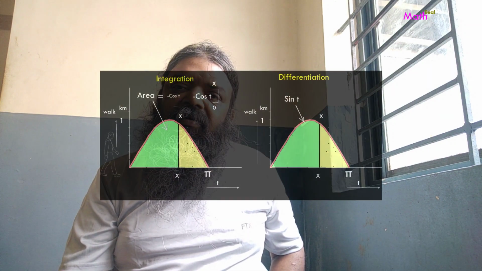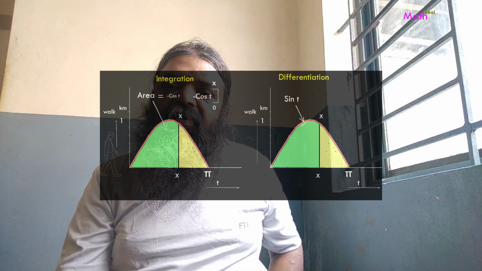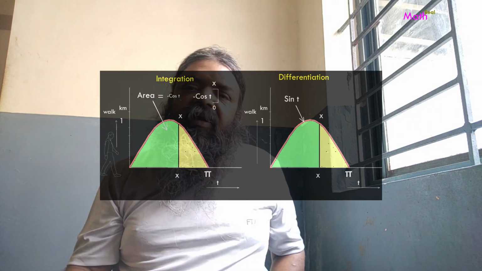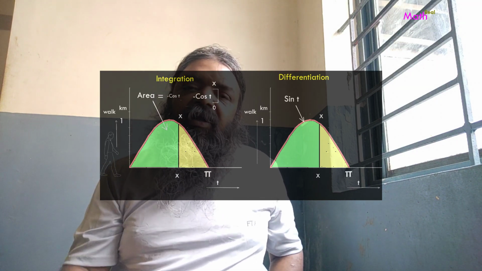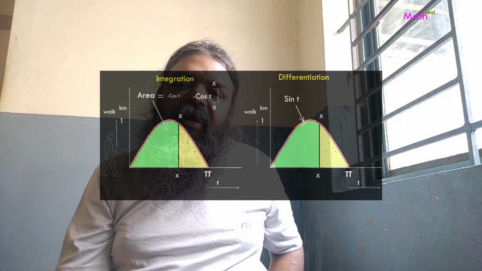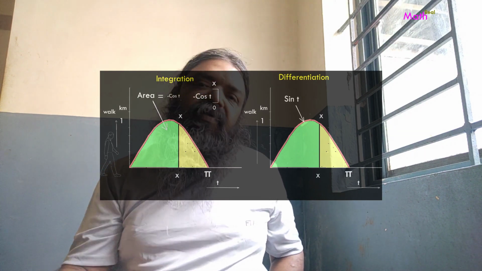If he is collecting t square by 2 at the end of t days, then how many oranges is he collecting every day, or any day t? If someone is collecting minus cos t, then what is his collection at any time t? That is differentiation.